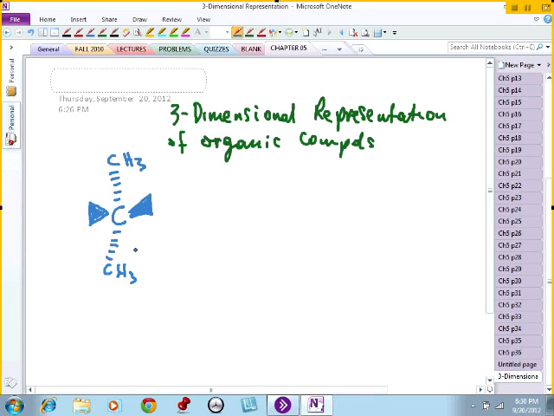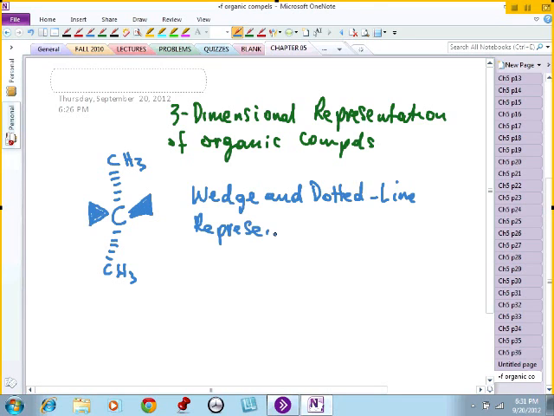This is what we call the wedge and dotted line convention, and dotted line representation. In which I will say the hydrogen is to my right, and of course the chlorine is to my left, based on where you are sitting.